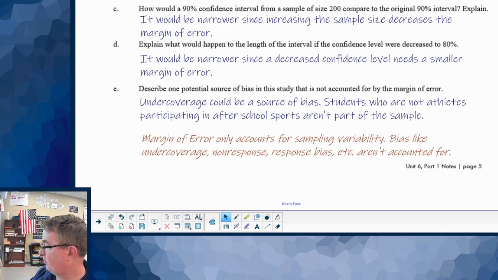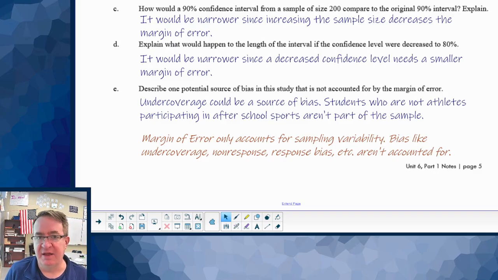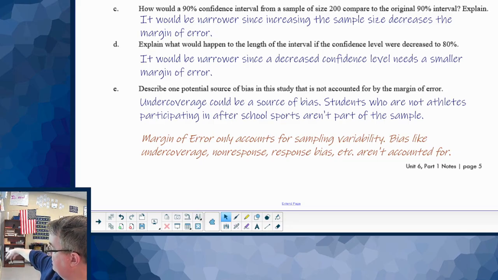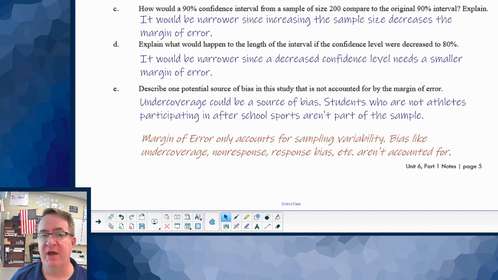Now, here's the important thought. Margin of error only covers sampling issues. Any variability from the sampling, margin of error is going to catch. Bias is not covered in margin of error. Bias, such as undercoverage, non-response, response bias, etc., aren't accounted for in that. We're going to talk about that, but a lot of that has to happen in the design. All right?